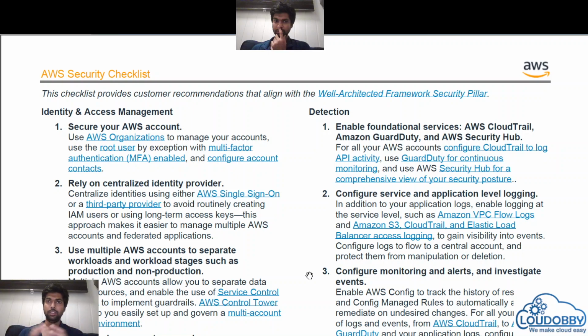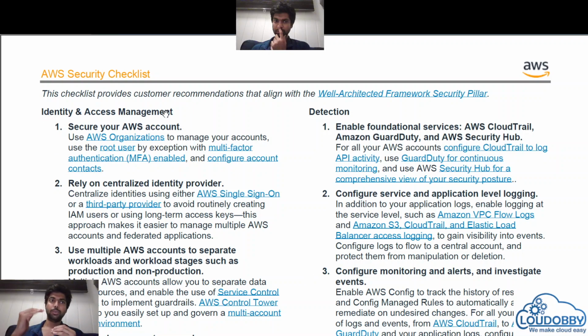AWS has 5 pillars in the well-architected review called cost, performance, security, fault tolerance, and reliability. So these are the 5 pillars in the AWS well-architected framework. Now we are going to look at the security pillar. The first major service in AWS is IAM, which is Identity and Access Management.